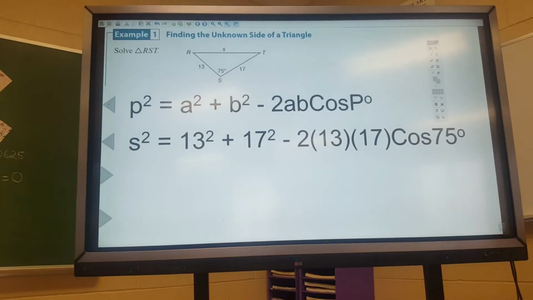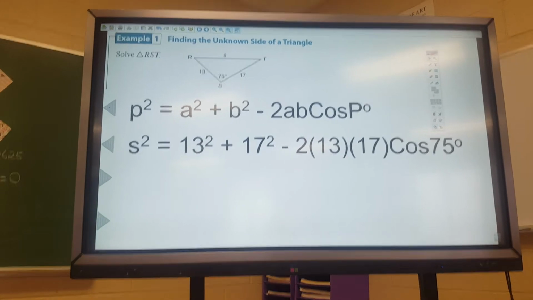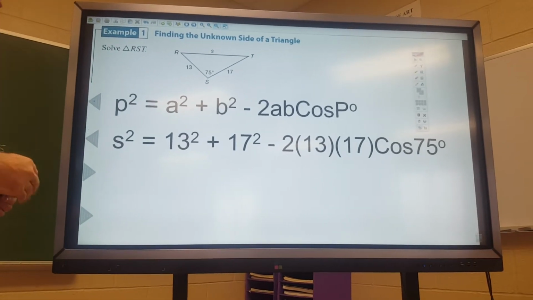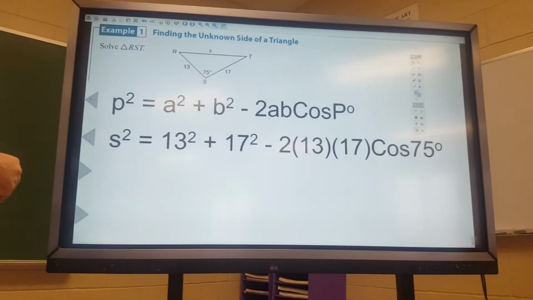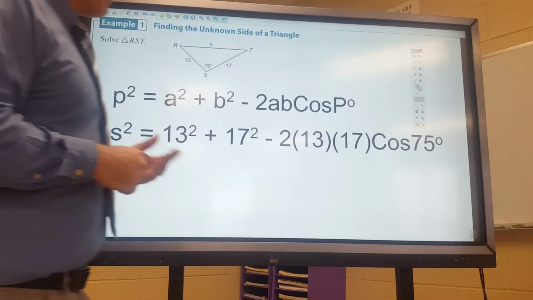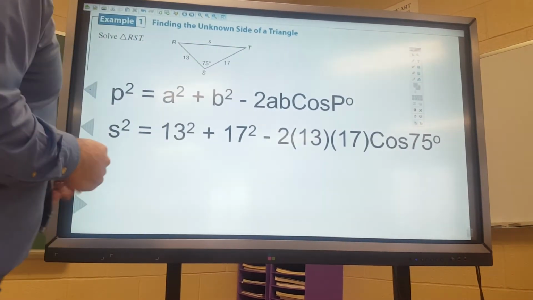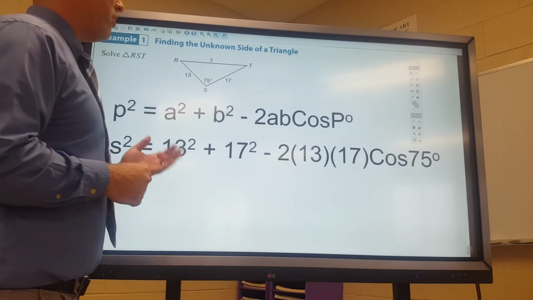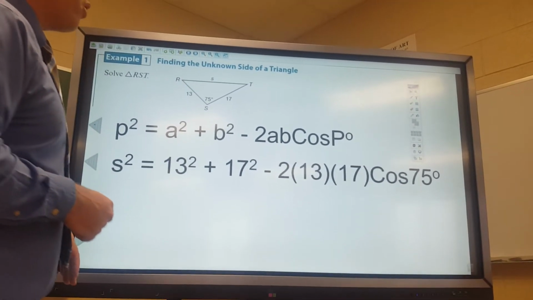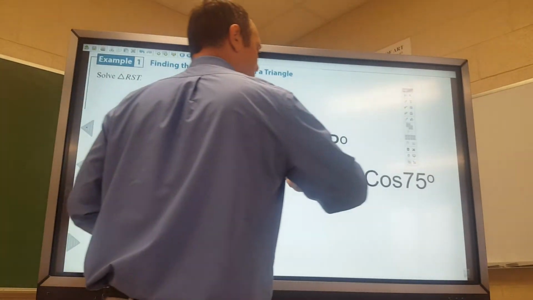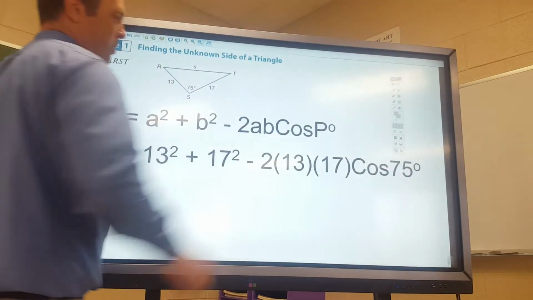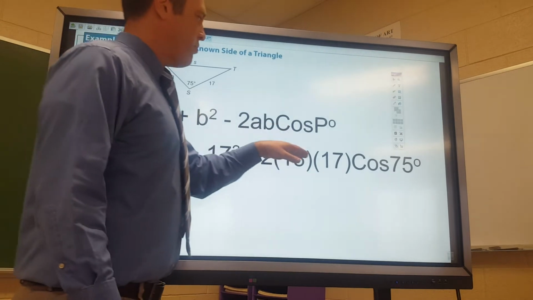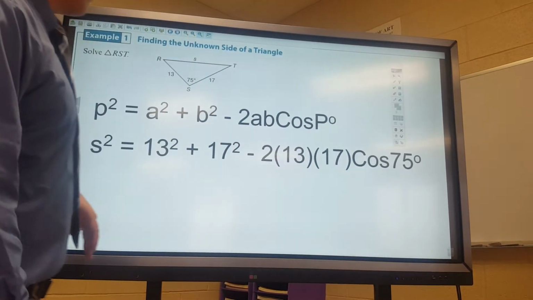Fill in everything that we need to know. We've got everything to solve it. Now, we've got to solve this right. Order of operations: parentheses, exponents, we do those first. Please excuse my dear Aunt Sally: multiplication, division, addition, subtraction. So, multiplication, I'm going to need to multiply all that out. 2 times 13 times 17 times the cosine of 75.